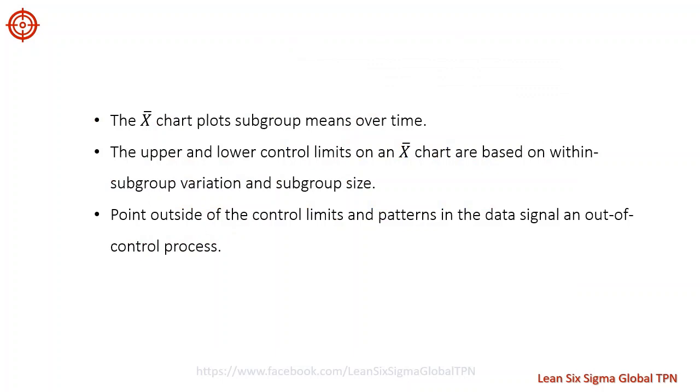Let's review. We use X bar charts to monitor process mean over time. The upper and lower control limits are based on within subgroup variation and subgroup size. By looking for out of control points and patterns in variation, we can use X bar charts to help us spot special sources of variation in our processes.